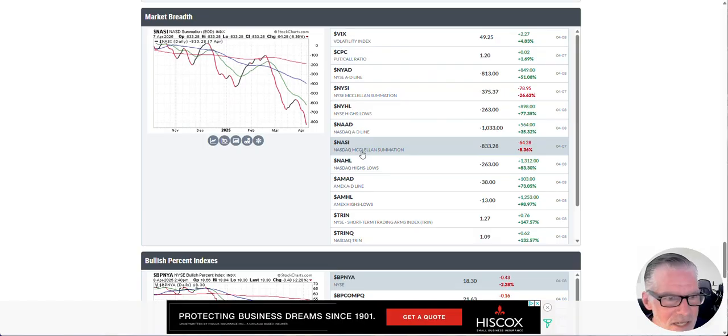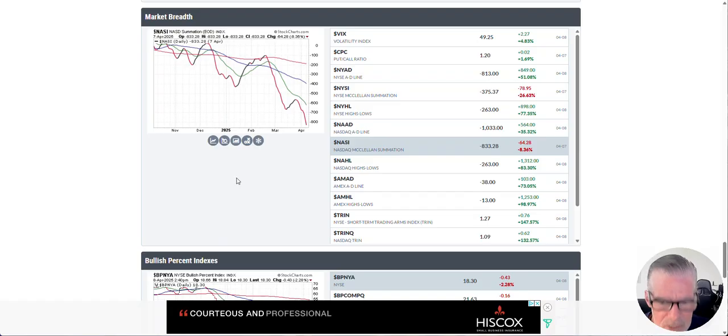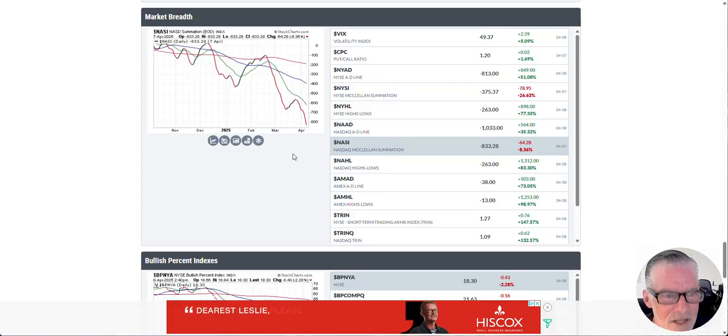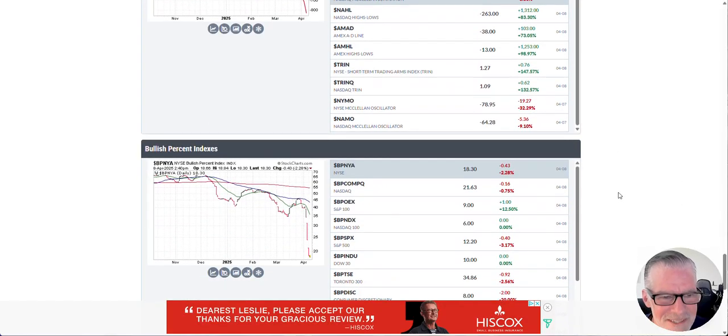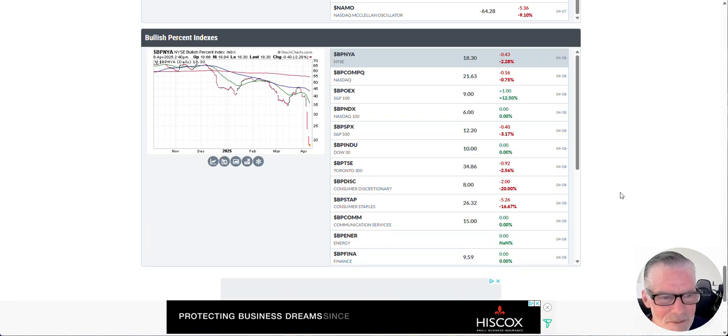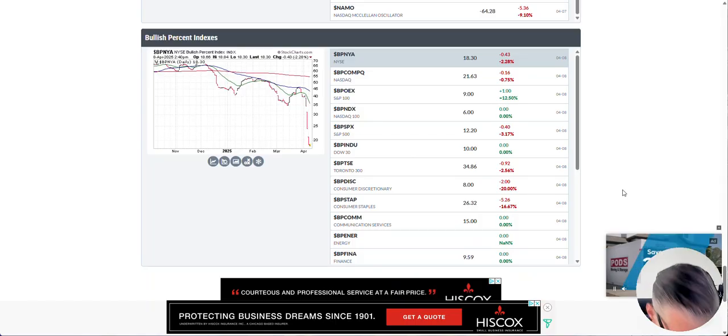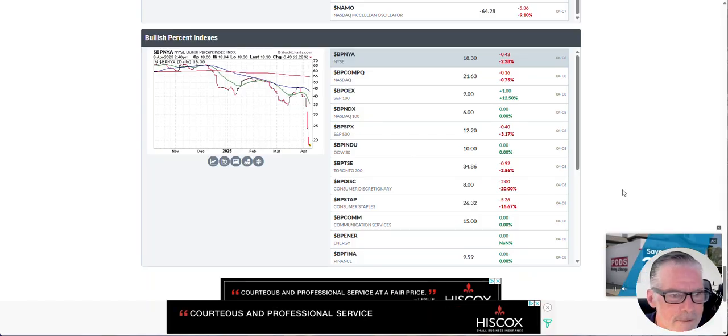McClellan Summation Index is down way, way, way below levels where typically you start to get market bounces, right? Negative 400. You get to negative 400, like this one right here in January, you tend to get some nice market moves to the upside. We're more than double that, okay? We just have to be very, very close to a major market bottom. And by major, I mean the kind that can really make some very nice returns for all of us.